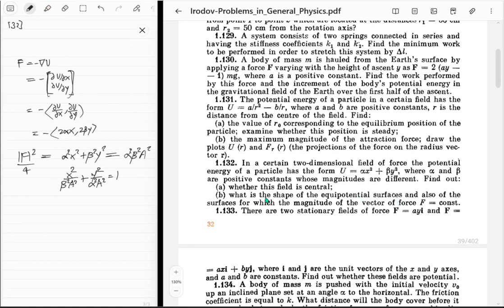And also, what is the shape of the equipotential surfaces? So the potential energy, sorry, potential, not energy. That was just of the form. Oh, actually, it is potential energy. Whatever. So it's just alpha x squared plus beta y squared being equal to some kind of constant, right? That's also an ellipse, just with a different ratio of semi-axes, or whatever.